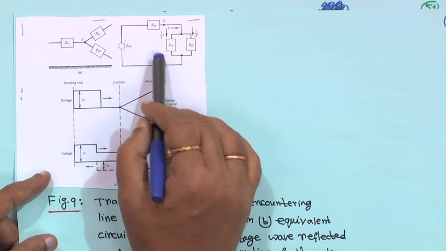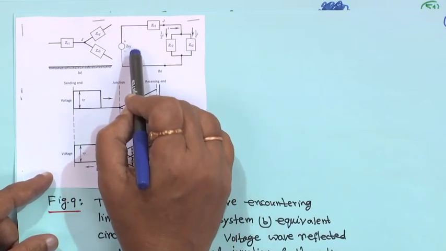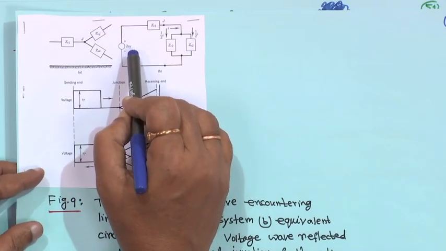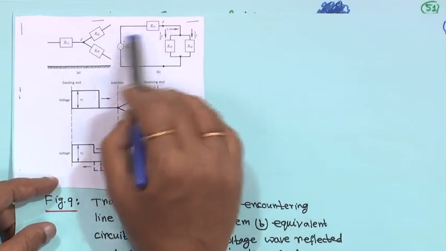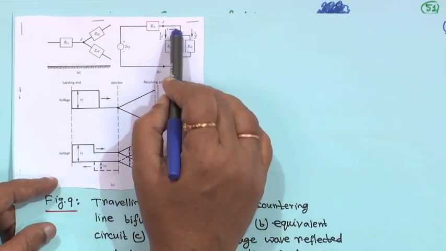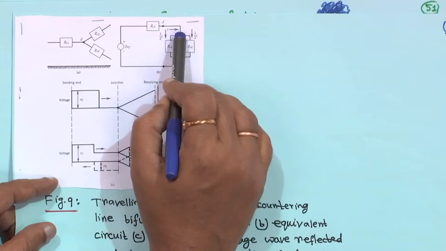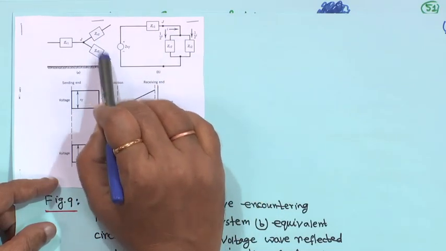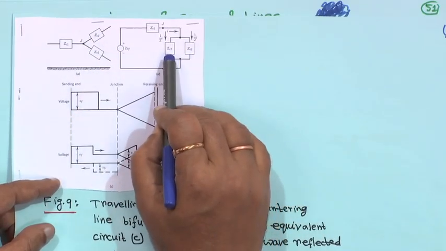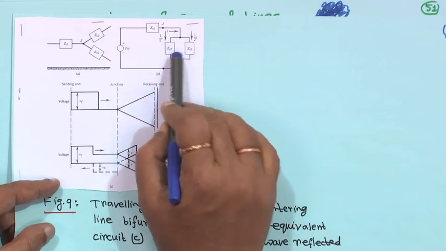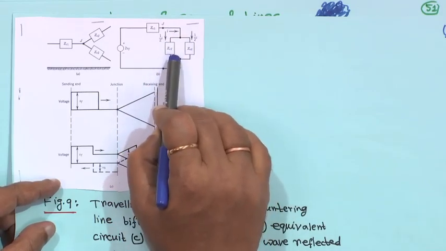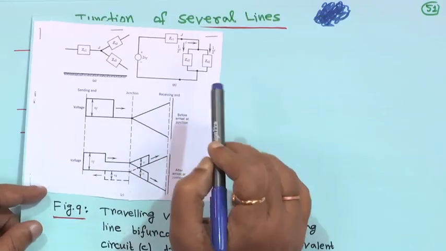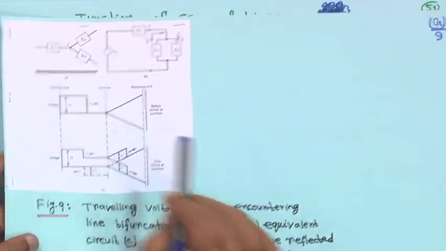If you draw the equivalent circuit, here the voltage coming is 2 Vf, later we will see why it is 2 Vf. That is your forward wave, and this is ZC1, and the current at the receiving side is I. This is the junction, and these two are in parallel, therefore it is ZC2. As both are equal, half of the current I flows through each ZC2 characteristic impedance.